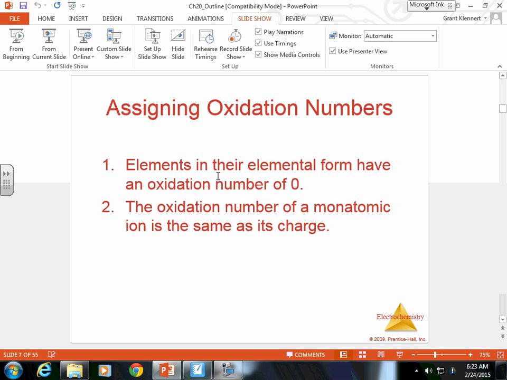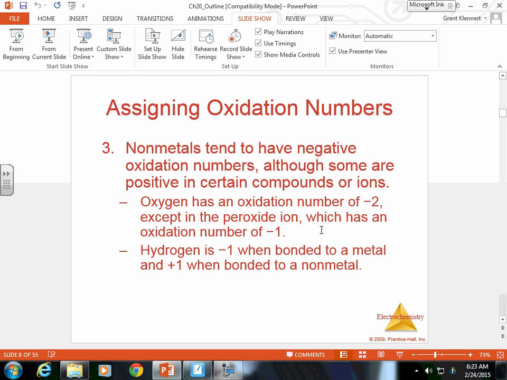Also, all your diatomic molecules, your halogens, nitrogen, oxygen, hydrogen, when they exist elementally, have an oxidation number of 0. Number 2, the oxidation number of monatomic ions is the same as its charge. So for example, if we have iron as an ion, it's either going to be +2 or +3. If we have chlorine as an ion, it's going to be -1. If we have calcium as an ion, it'll be +2. Just a couple of examples there.